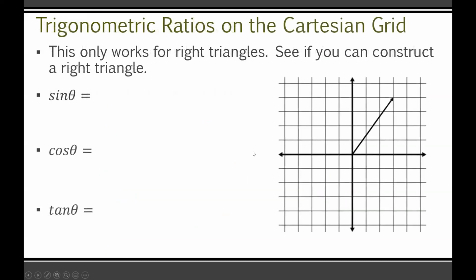Here we go. So speaking of which, trig ratios on the Cartesian grid. Trigonometric ratios, of course, are your sine, cosine, and tan.